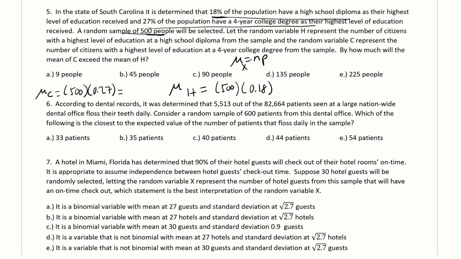Let's do that real quick. So this one is 135. And this one is 90. Okay, so this is by how much will the mean exceed? So it's 135 minus 90 is 45 people. All right, so the answer is B.